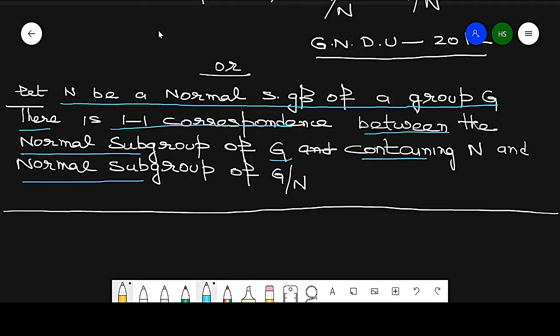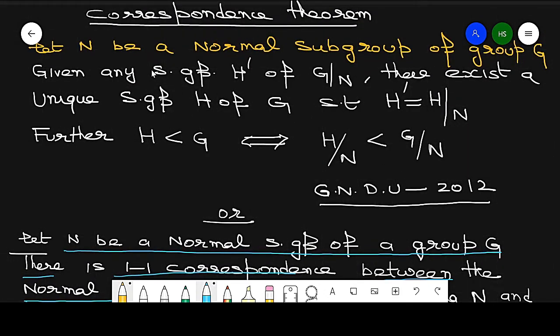Another statement of this theorem is: let N be a normal subgroup of group G. Given any subgroup H' of G by N, there exists a unique subgroup H of G containing N such that H' is equal to H by N. Further, H is a normal subgroup of G if and only if H by N is a normal subgroup of G by N. So there is a 1-1 correspondence between the subgroups of G containing N and the subgroups of G by N, and in addition, a 1-1 correspondence between the normal subgroups of G containing N and the normal subgroups of the quotient group G by N.